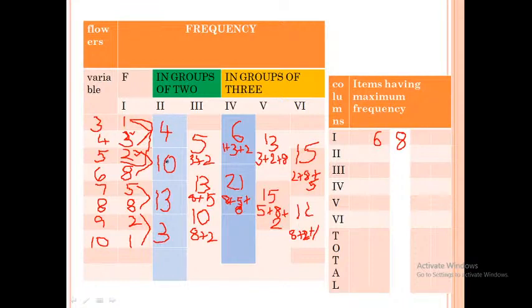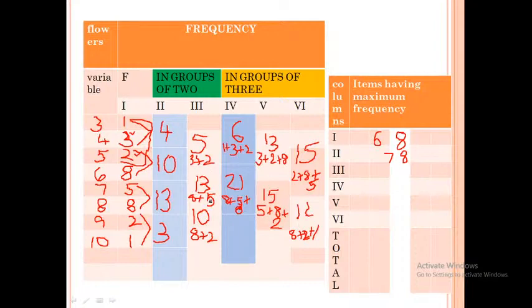In column 2, the maximum frequency is 13. This 13 we got by adding 5 and 8. The frequency 5 is for the variable 7, and frequency 8 is for the variable 8. So we have to write here 7 and 8. Now in column 3, the maximum frequency is 13.